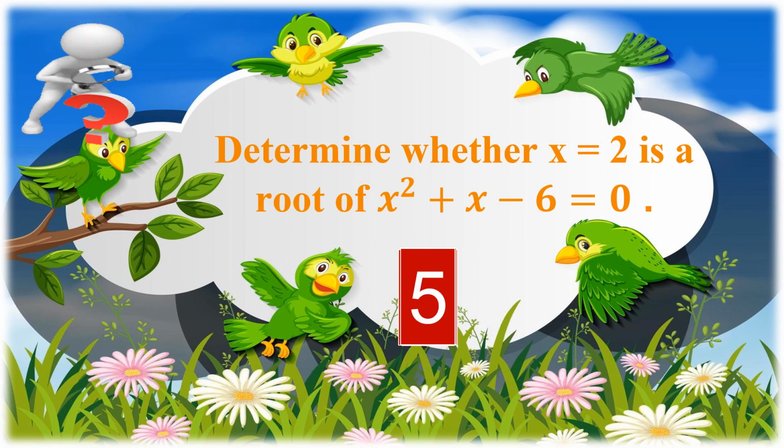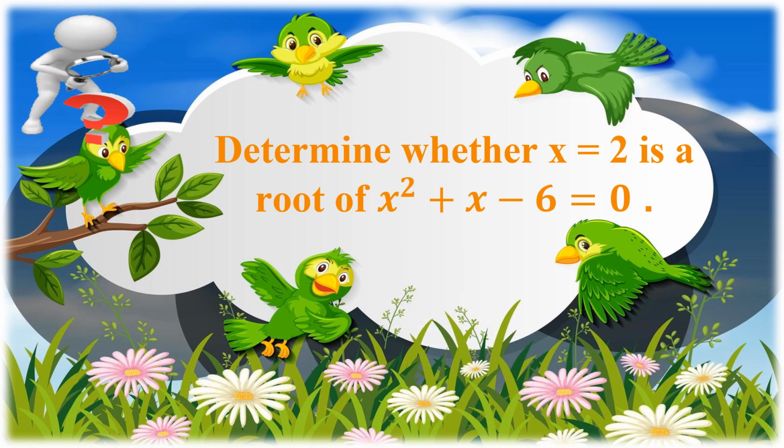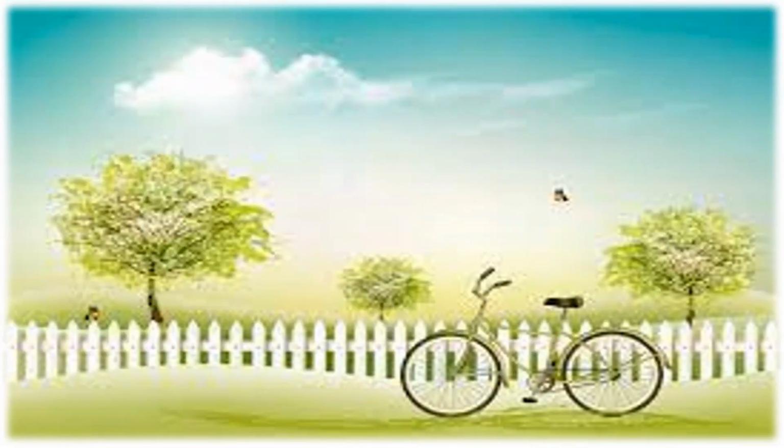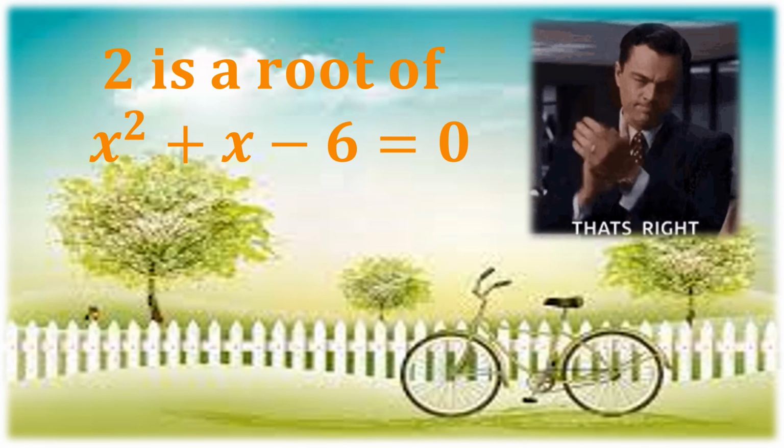Before we end this discussion, let us have first a short quiz. Determine whether x is equal to 2 is a root of x squared plus x minus 6 is equal to 0. I will give you 5 seconds to answer this one. Timer starts now. Time is up. What is your answer? That's right. The answer is 2 is a root of x squared plus x minus 6 is equal to 0.